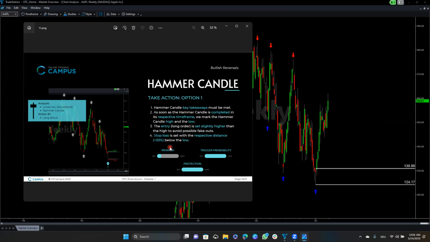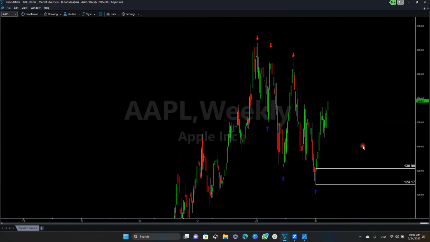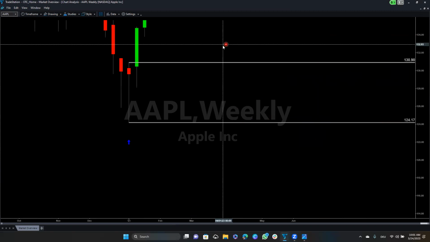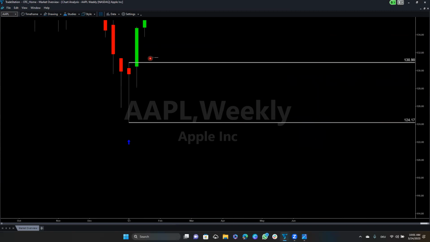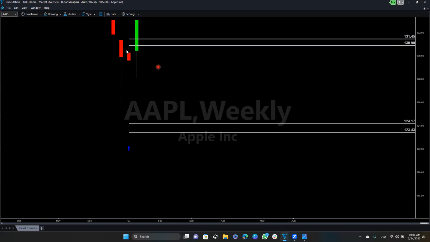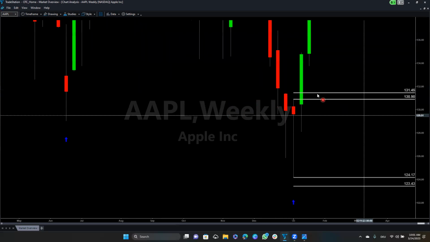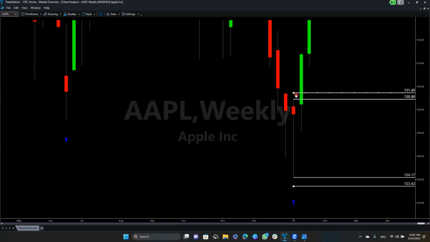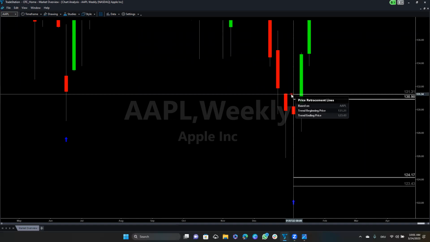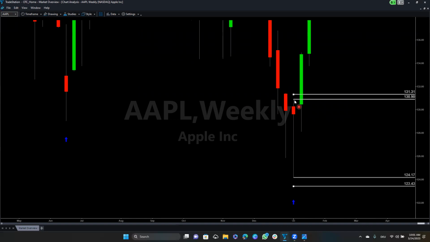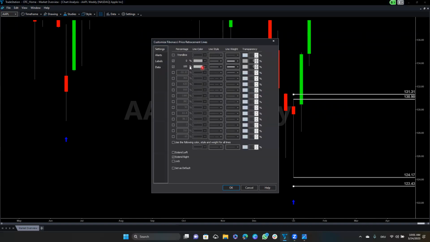Step number 3, the entry long order is set slightly higher than the high to avoid possible fake outs. Okay, that is so easy. That means, okay, you can use a horizontal line if you want. I will use here my Fibonacci tool. I will move my entry a little bit higher, right? Slightly higher above the high. You have 130 here, for example. I will go with 131.31. That's fine. This will be my entry.